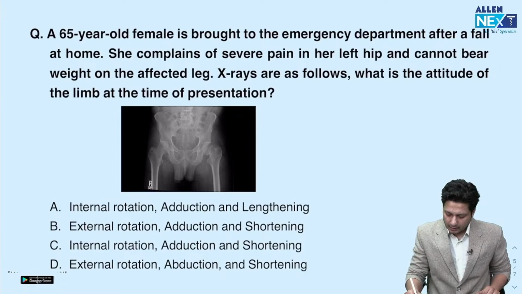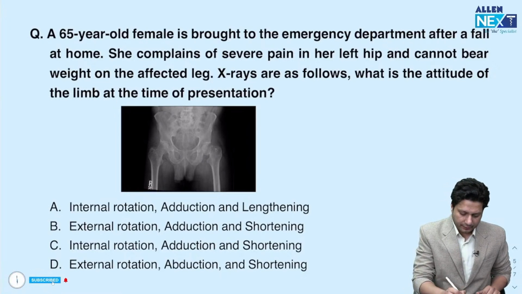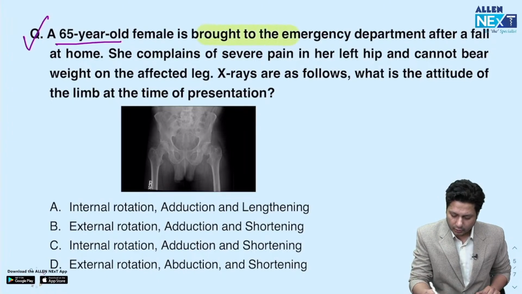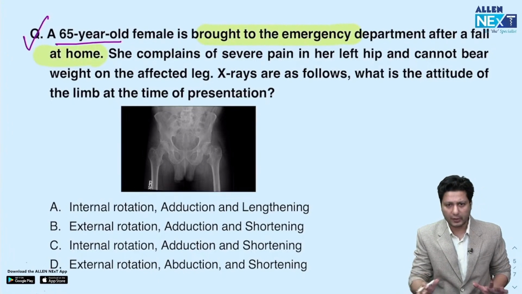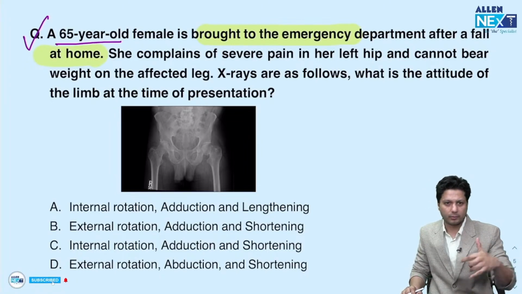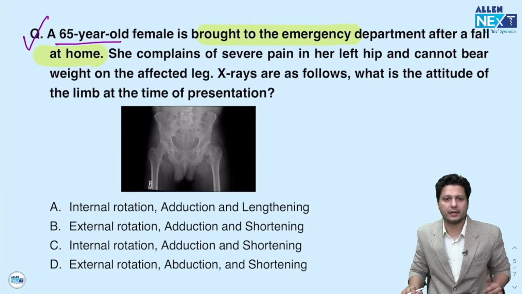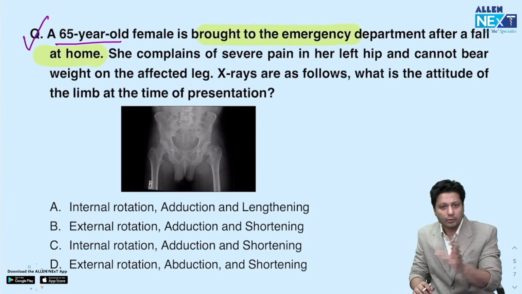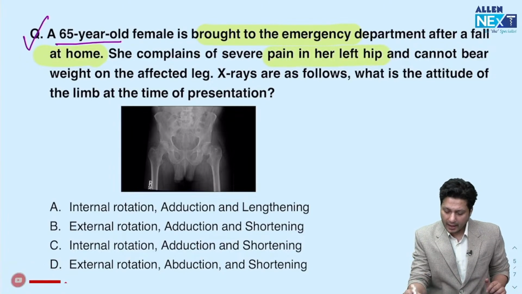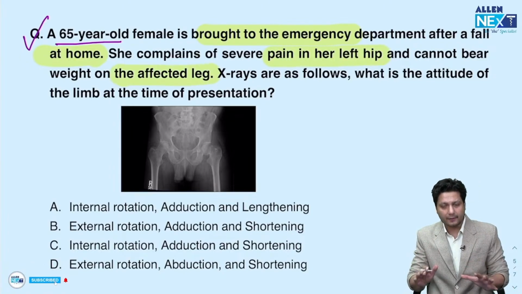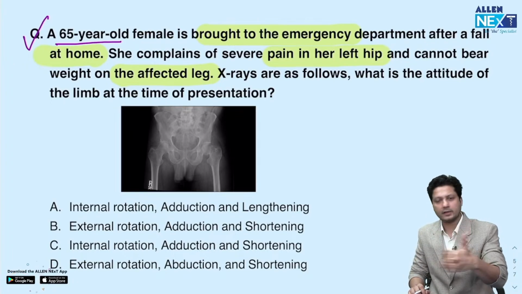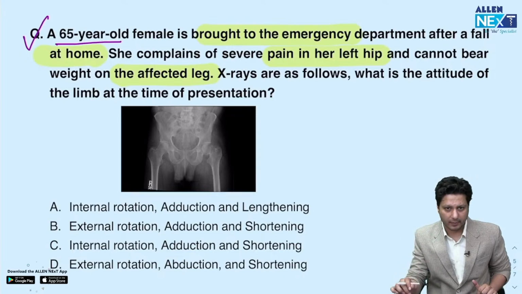Alright. Next question is a 65-year-old female. So the age is provided to you, brought to the emergency department after a fall at home. This is very common, because getting slipped in the washroom or while running down the stairs is a very common phenomenon encountered in this age group. She complains of severe pain in her left hip and cannot bear weight on the affected leg. Obviously, there is a significant injury in the proximal aspect of the femur in particular.